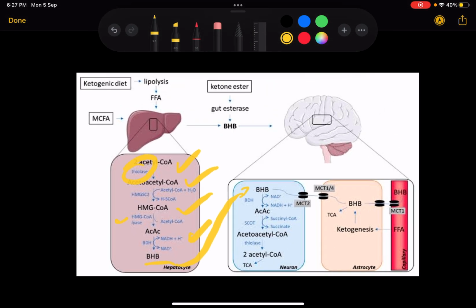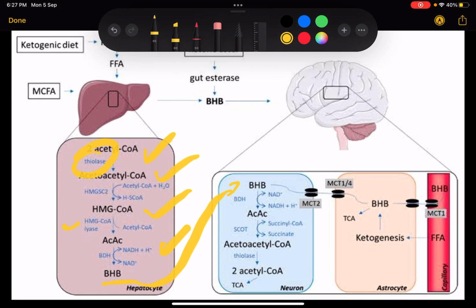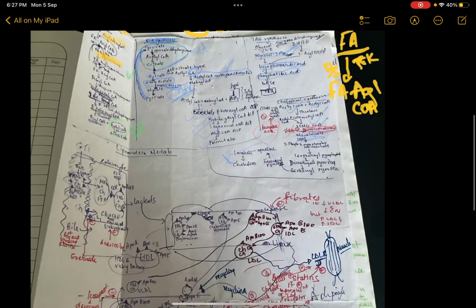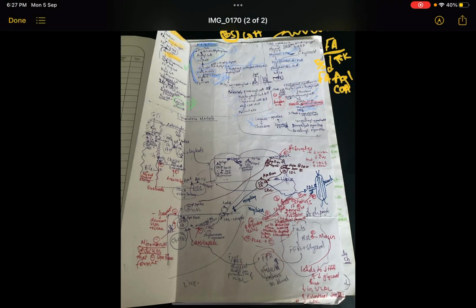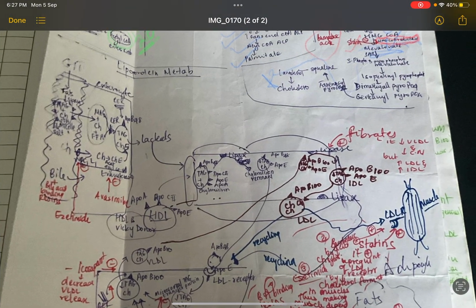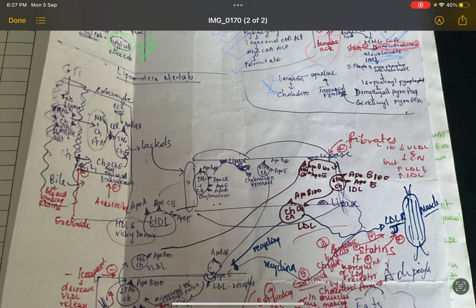So far so good. The only difference is that from your HMG CoA, instead of going into acetoacetate, it does not go into acetoacetate because there is no HMG CoA lyase. Rather, it goes into your mevalonate because of your reductase, and that reductase can be inhibited by your statin group of drugs. All right, getting that cleared, let's look at lipoprotein metabolism to begin with.